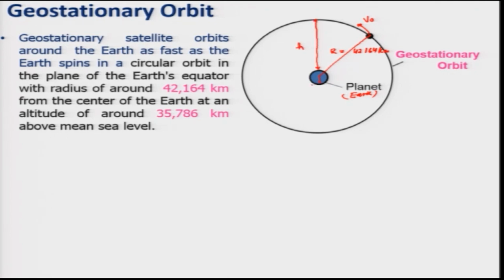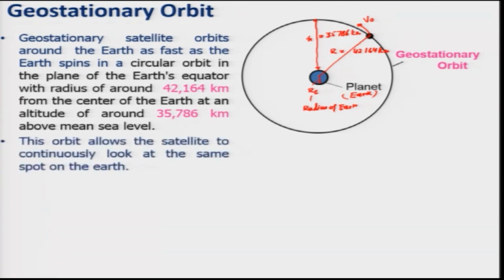But if you look at this altitude, this is your h, and keep in mind that this is your r_e, the radius of the earth. This h will be equal to 35,786 kilometers. When the satellite is placed at an altitude of 35,786 kilometers from the surface of the earth, in a circular orbit around the equator, we call it a geostationary orbit.